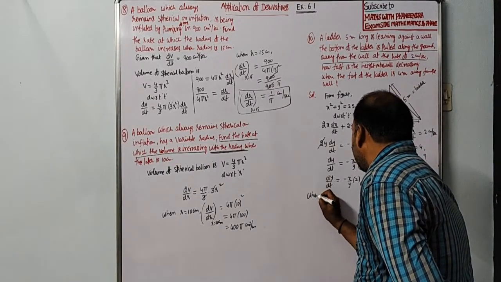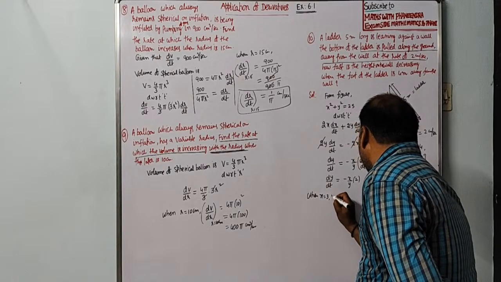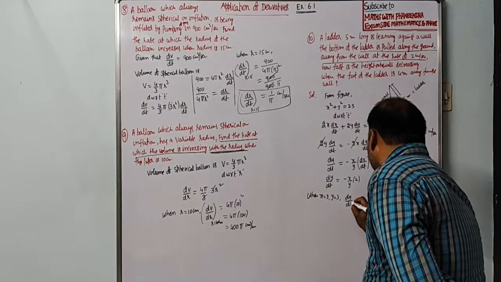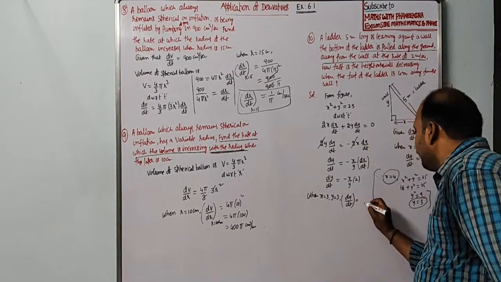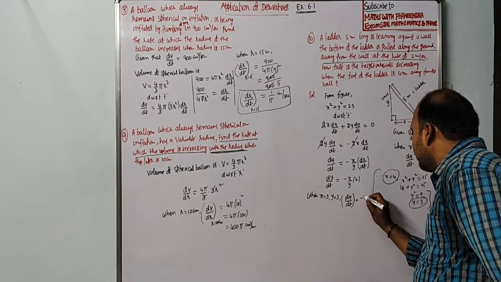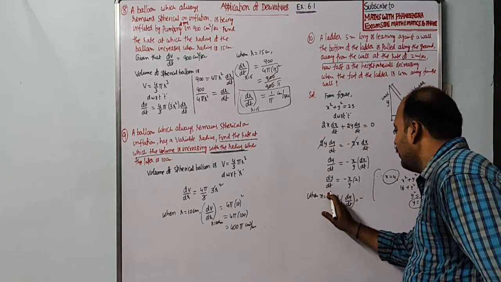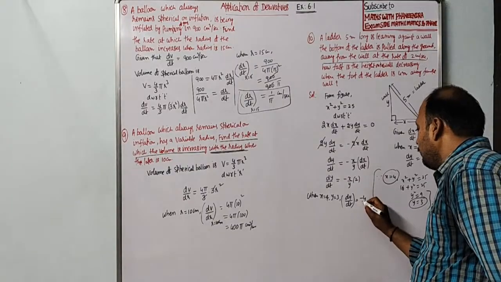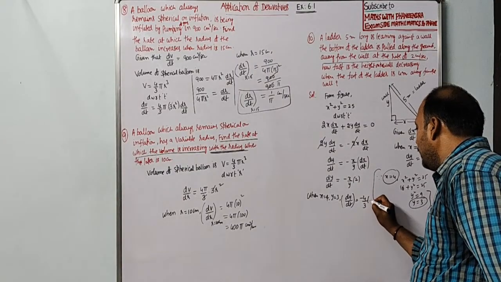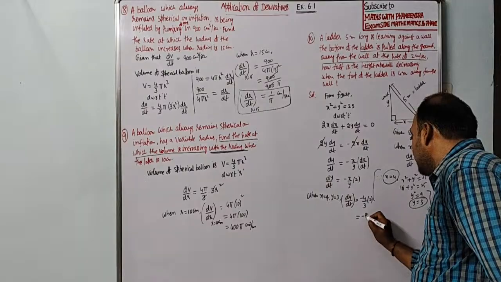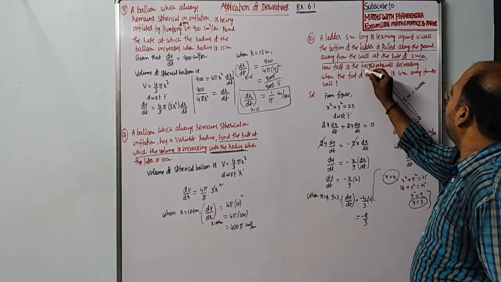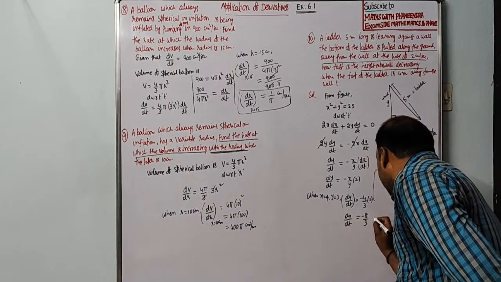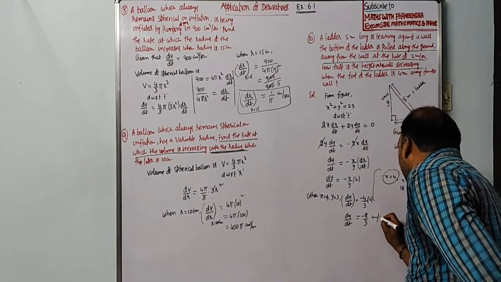So when x is 4, y is 3, dy by dt is equal to minus x value, which is 4, by y value 3, into 2. That is equal to minus 8 by 3. It means the height of the wall is decreasing. So dy by dt is equal to minus 8 by 3 centimeter per second.